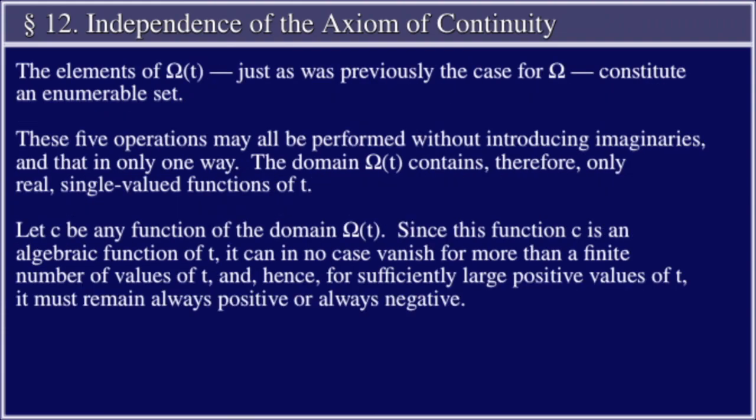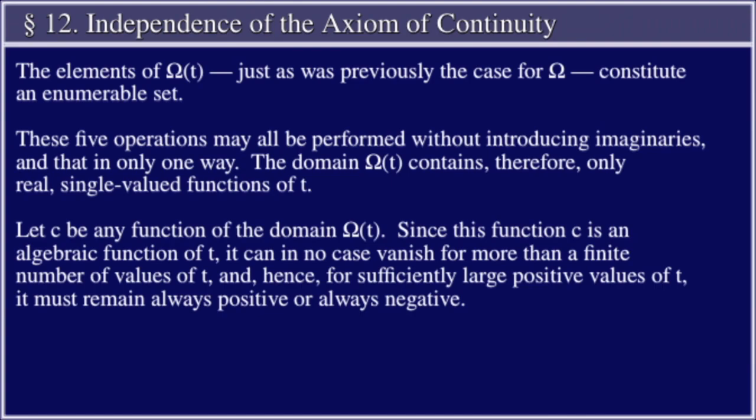The elements of Ω(t), just as was previously the case for Ω, constitute an enumerable set. These five operations may all be performed without introducing imaginaries, and that in only one way. The domain Ω(t) contains therefore only real single-valued functions of t.